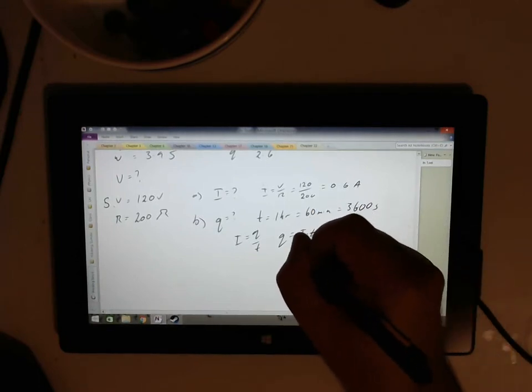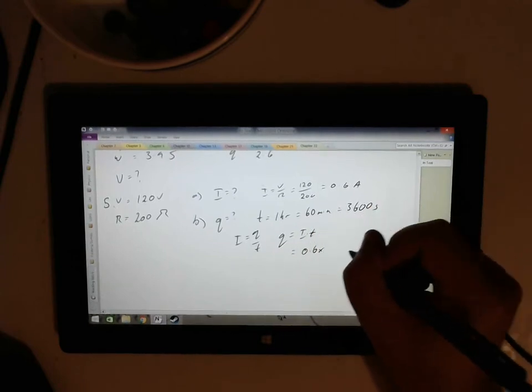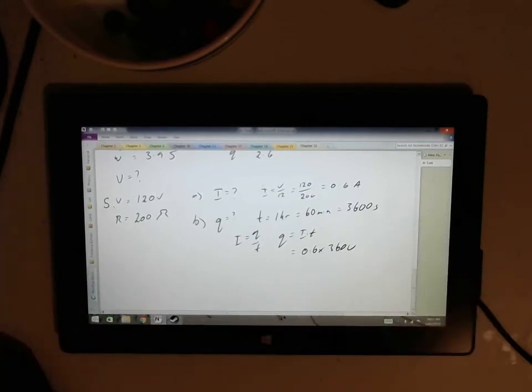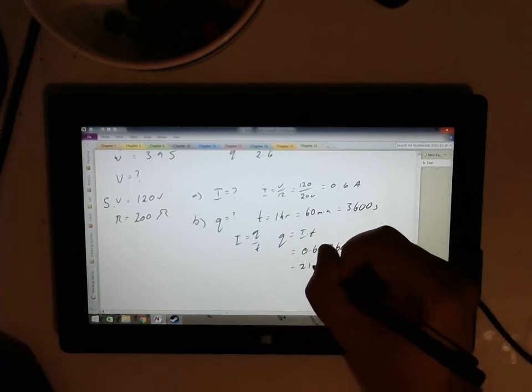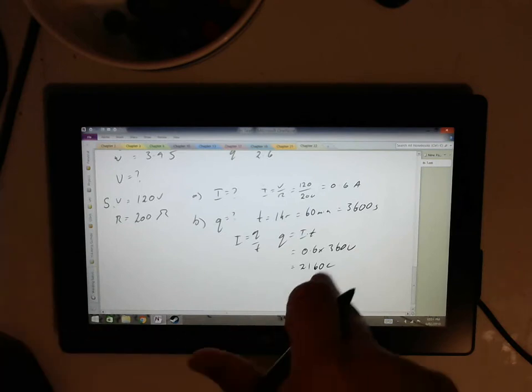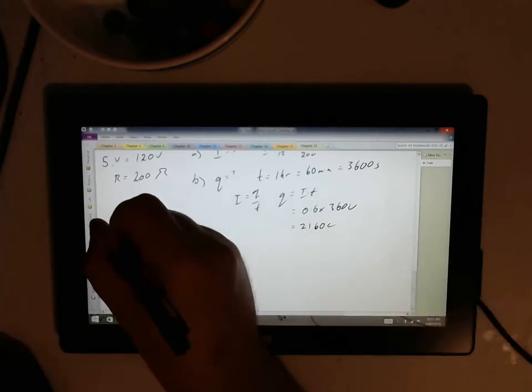Multiplication, equals 0.6 times 3,600, equals 2,160 coulombs of charge, right? Or 2.16 times 10 to the 3. I'd leave it like that though. I mean, 4 digits, not a big drama.